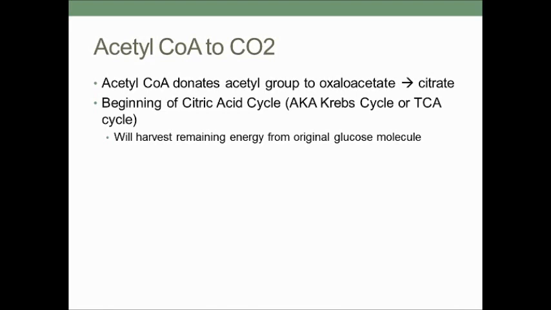When acetyl-CoA donates that acetyl group to oxaloacetate, the CoA then goes back to being recycled to form more acetyl-CoAs from the pyruvates that are coming in. So the citric acid cycle is going to harvest any of the remaining energy from that original glucose molecule that was formed into this pyruvate molecule. And then it's going to take that energy and shuttle it over to the electron transport chain to see how much ATP we can harvest out of that.